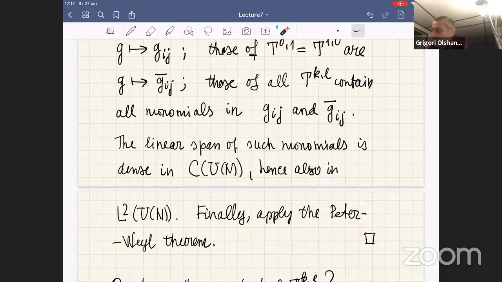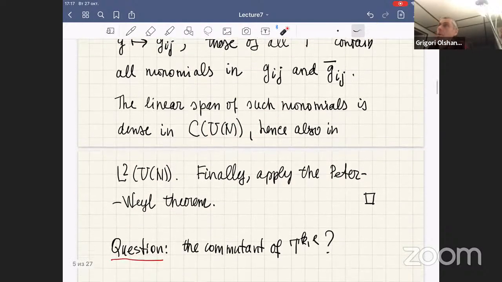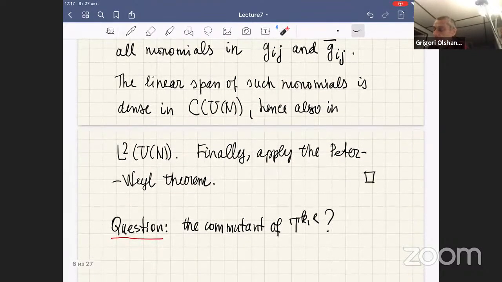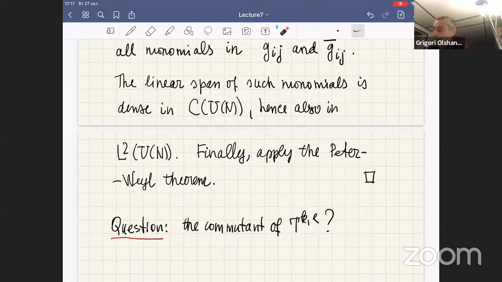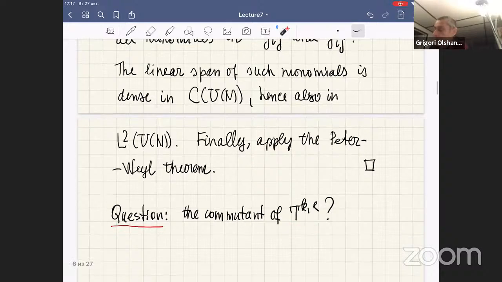So the crucial step is the application of this completeness theorem, which says that the matrix elements form an orthogonal basis, which is dense in L2. But now the question: if you want to do something like Weyl, we want to understand the commutant of this representation. So what is the commutant? Let's discuss this topic.